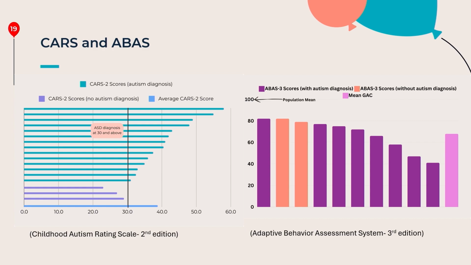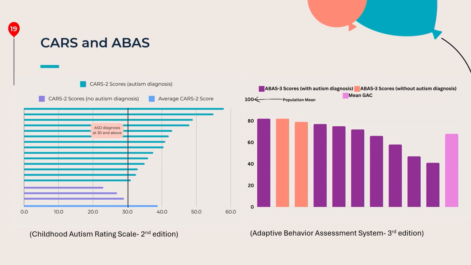Where available, we were able to look at the CARS and ABAS scores. So CARS is a tool used to diagnose autism using parent reports and evaluator observation. Scores ranged from 23 to 58 with an average of 38.9, which is consistent with severe autism.